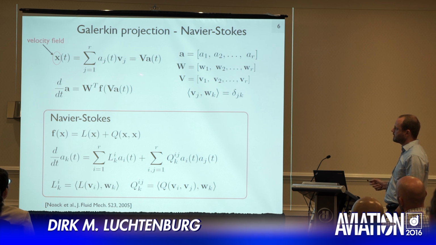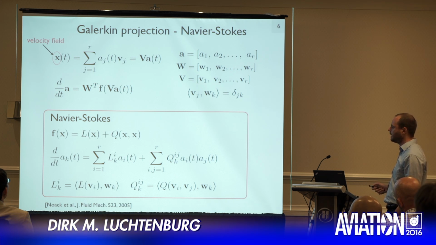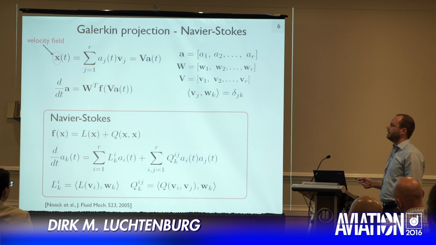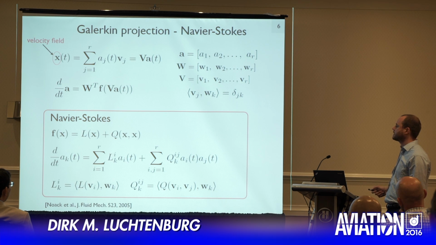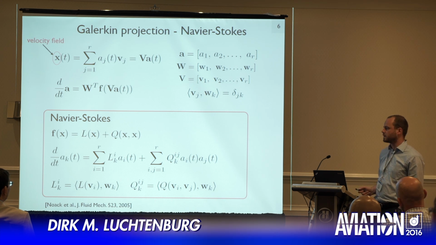Then, assuming this subspace, you put that into your dynamic equations, you project, and again you get this evolution equation for the temporal amplitudes A. So if you think about doing this for Navier-Stokes, then this nonlinear term on the right-hand side basically consists of two parts. A linear part, that's for the diffusion part in the Navier-Stokes, and this Q here, which represents the quadratic part, which is the convection term in the Navier-Stokes.